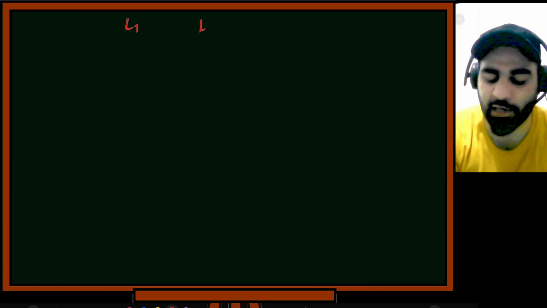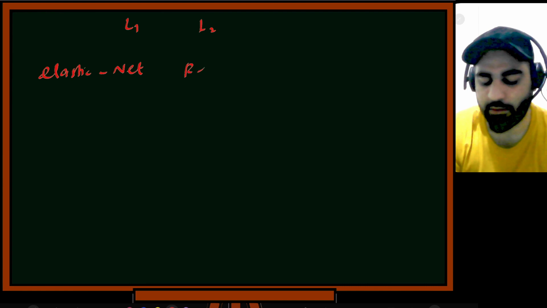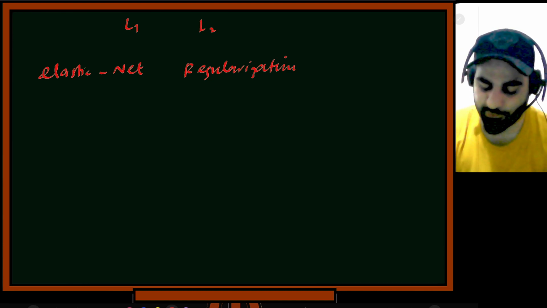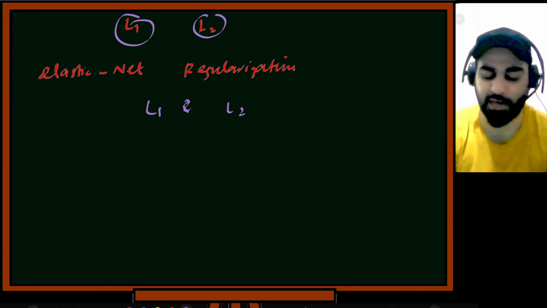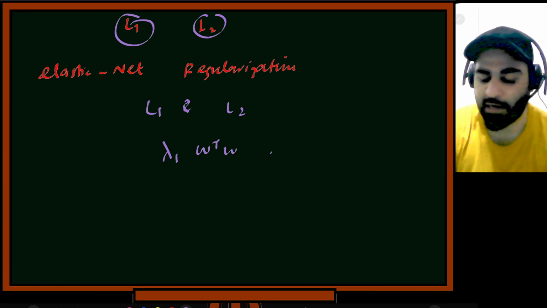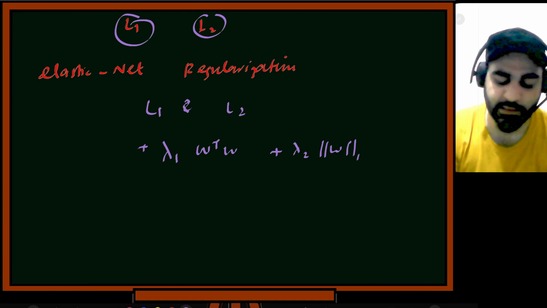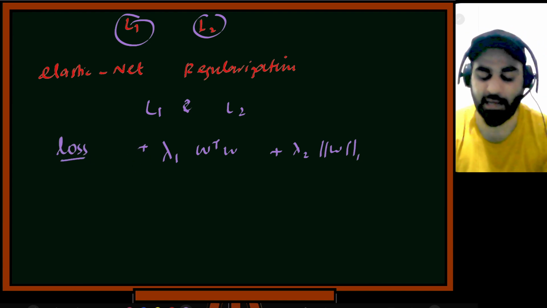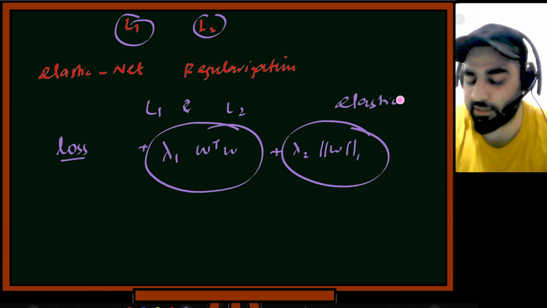You can use L1 regularization or L2 regularization, and sometimes we call it elastic net regularization, where you use a combination of L1 and L2. You say I'll use lambda 1 times the L2 norm, W transpose W, plus lambda 2 times the L1 norm, plus my loss, whatever loss function I have. We call this elastic net regularization.